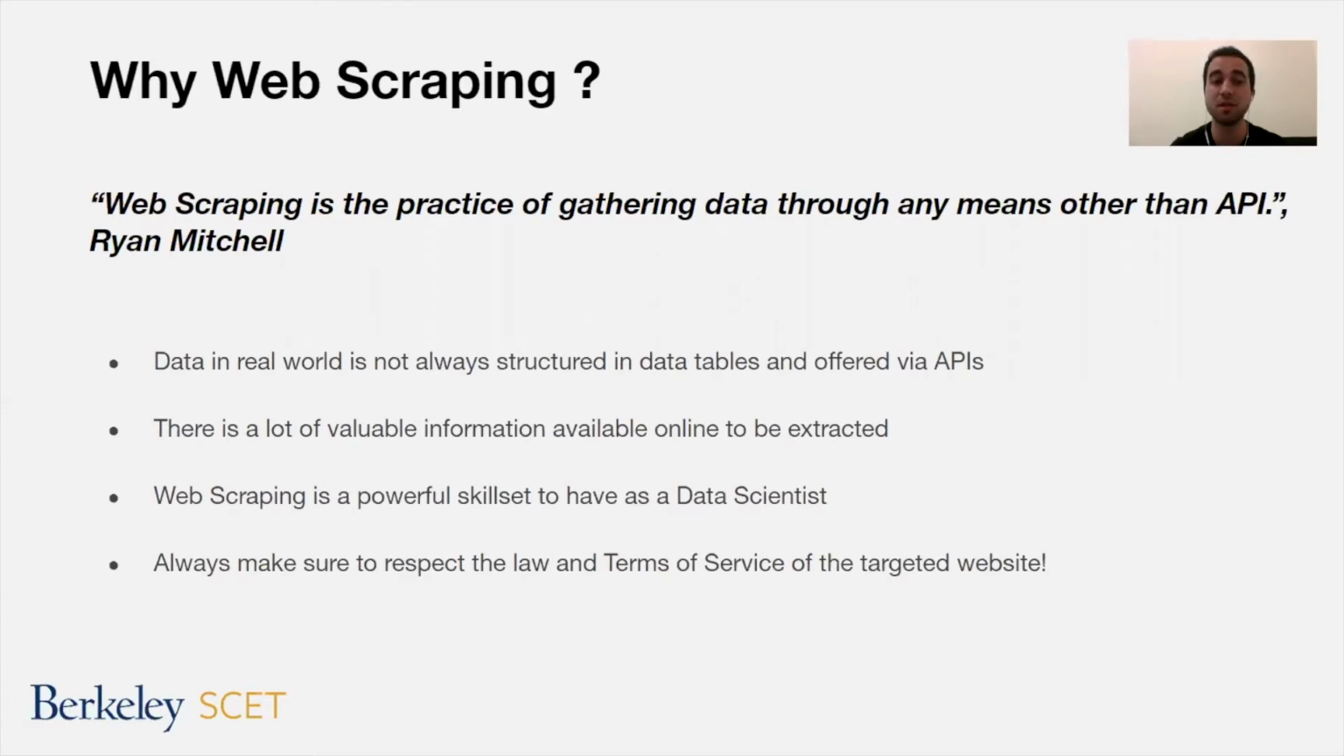But the truth is that a lot of websites don't provide them. And if they provide, they sometimes limit the number of requests. So web scraping let us take advantage of all the valuable information available online to be extracted. That's why it is a very useful tool for data scientists. However, we should always be careful with the terms of service of the target website.